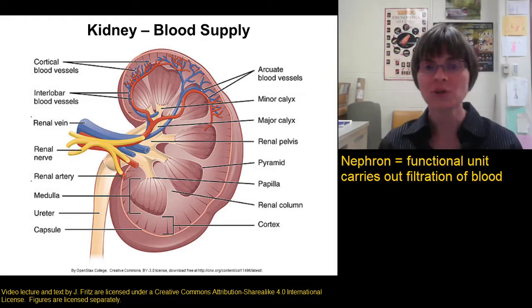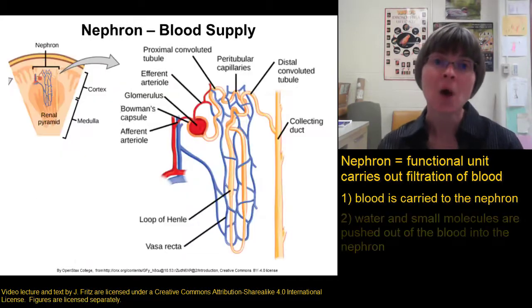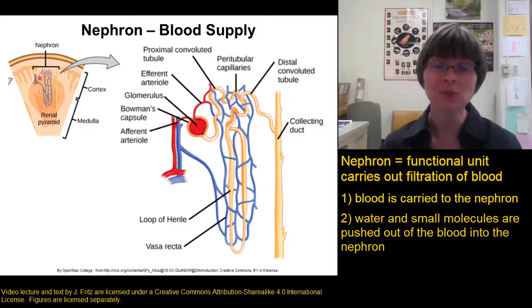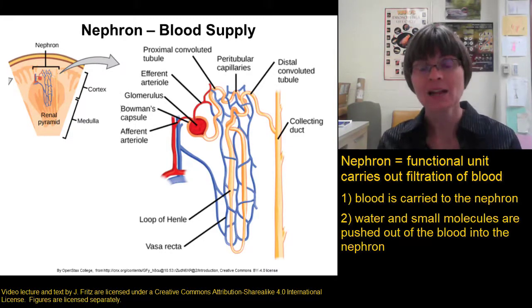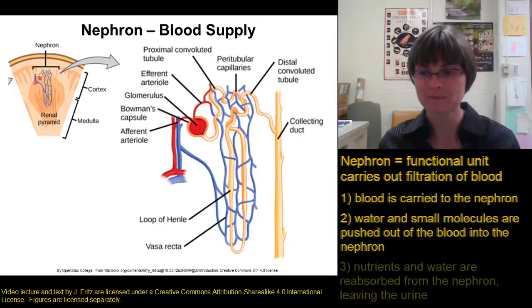Let's get an overview of how a nephron works to actually create the urine. What happens is we have to bring blood into the kidney and into the individual nephrons. So each nephron has its own blood supply. Water and small soluble molecules, both waste and nutrient molecules, are pushed out of the blood and into the nephron. The nephron collects this filtrate, and the filtrate goes through a long tube called the renal tubule.